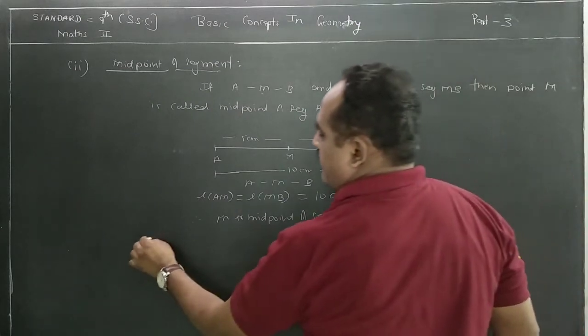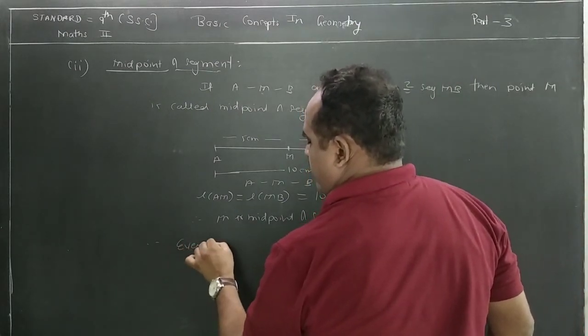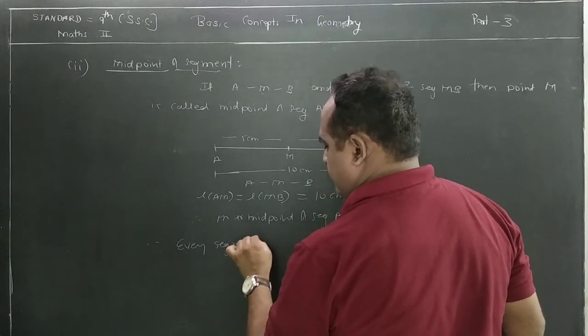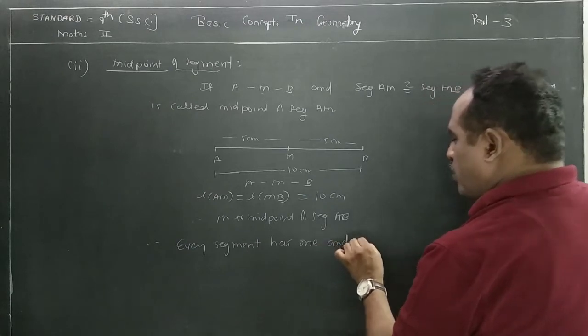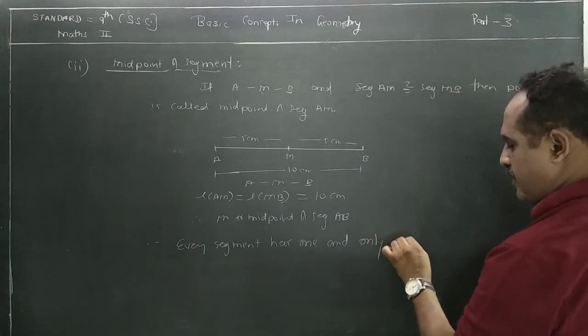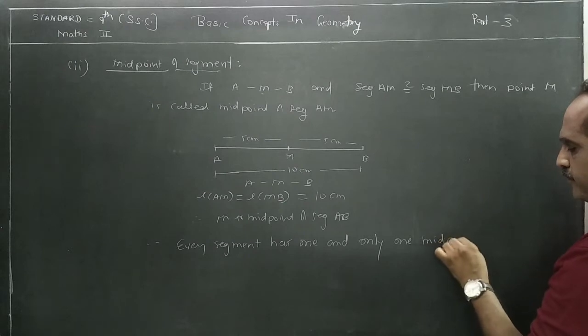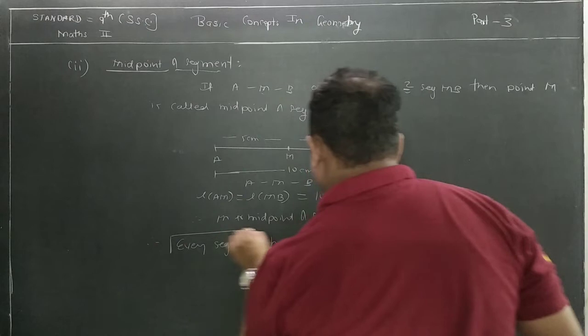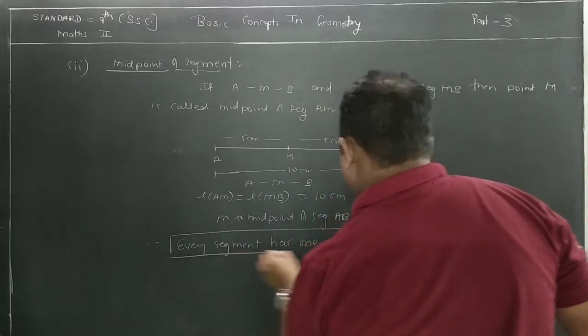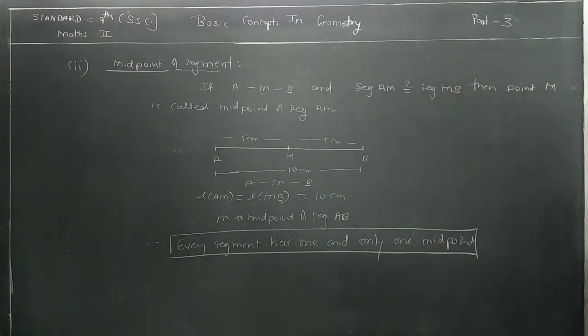One more thing is there, and that can come as an MCQ. See the statement. Every segment has one and only one midpoint. This is a very important statement for your MCQs. What is that? Every segment has one and only one midpoint. I'll repeat. Midpoint of the segment.